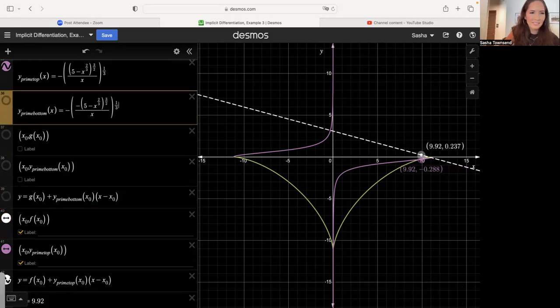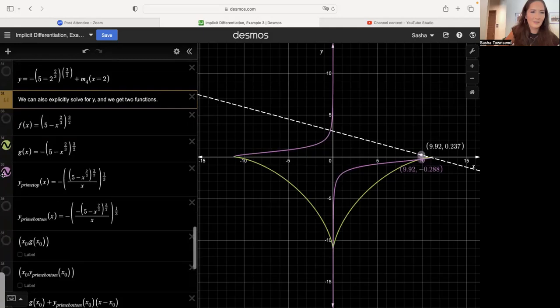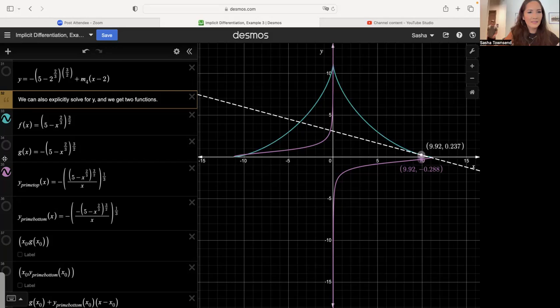So my notebook's got bottom functions and top function stuff everywhere. There we go.